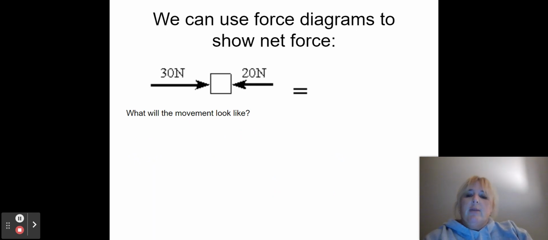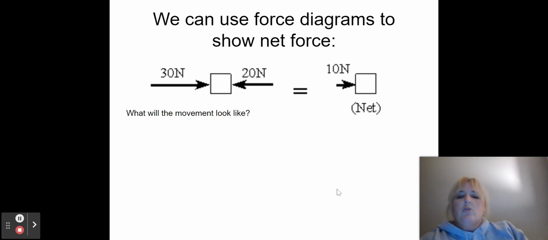We can use force diagrams to also show the net force. So it's going to want to know what will the movement on this box look like. If you have 30 newtons going towards the right and 20 newtons going towards the left, for the net force you will subtract and you should get 10 newtons to the right. So we'll use a force diagram here and show you the arrow. Notice that the 10 newton arrow is smaller than both the 30 and the 20. It's what's left over from the two. If you could take the 20 arrow out of the 30, what you have left is a little 10 newtons that's left. And that's what we've depicted there.